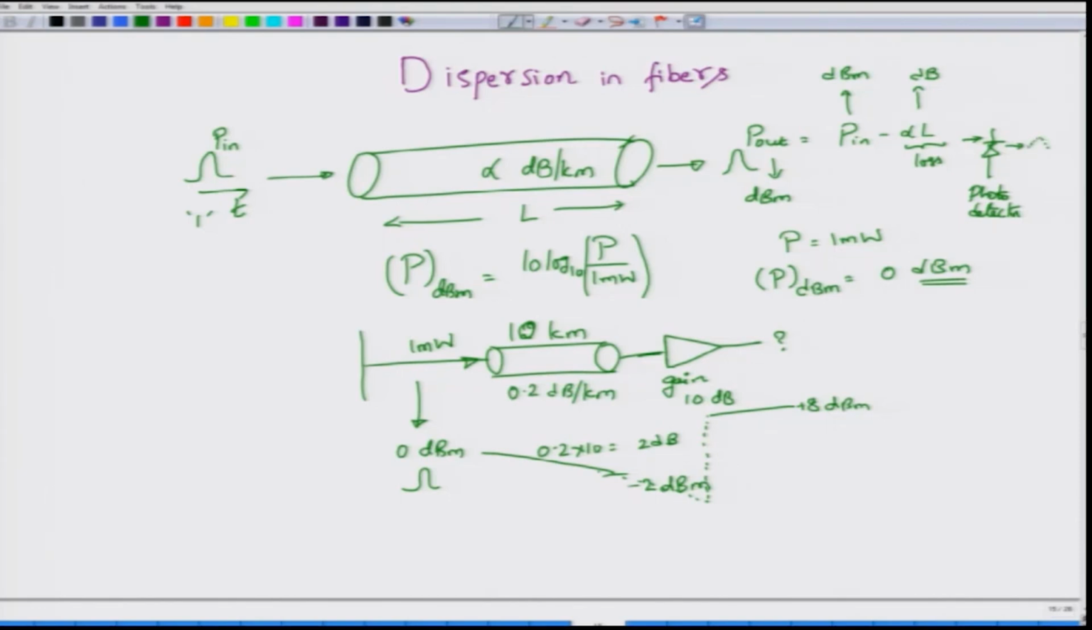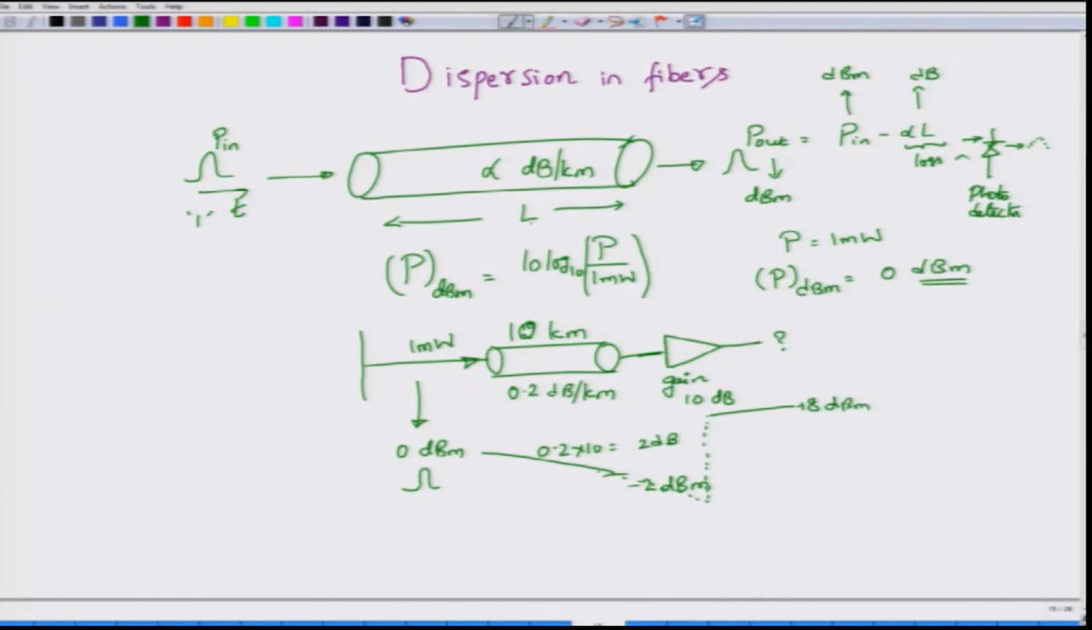Okay. Now, if the length L were to be made very large, then the total loss contributed by the fiber would be so high that the optical pulse that is incident on the photodetector might be too small for us to actually get any reasonable output.